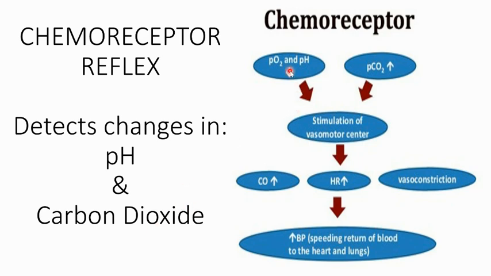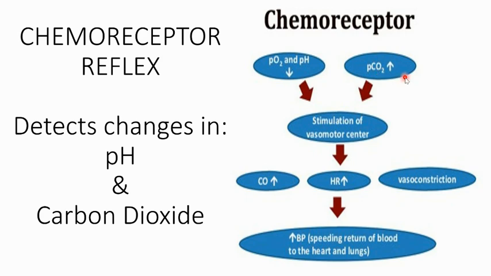So if you've got decreased oxygen and decreased pH, remember these two are the same. They're going to do the same thing. And then carbon dioxide is going to do the opposite. So if you have low oxygen, low pH, which means it's acidic, and high carbon dioxide levels, that is going to stimulate the vasomotor center, which will result in increased heart rate, and vasoconstriction. We'll talk about that in chapter 20. Ultimately, that will result in an increase in blood pressure, speeding return of blood to the heart.